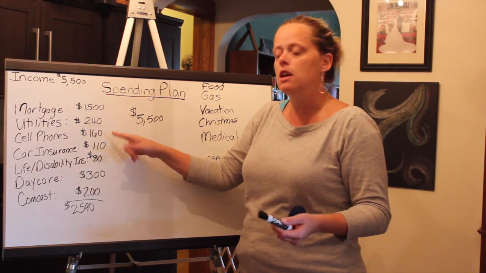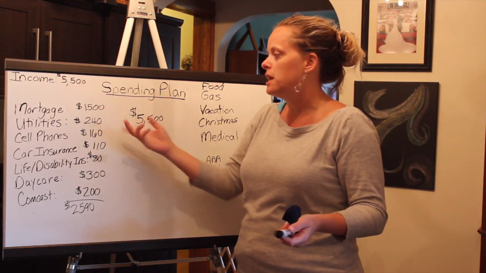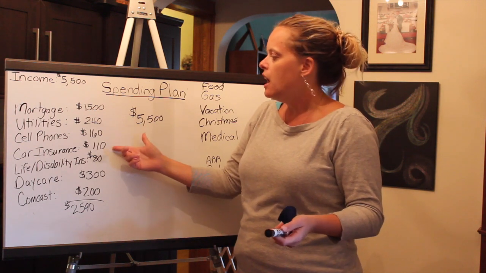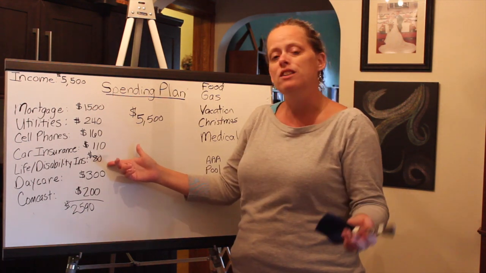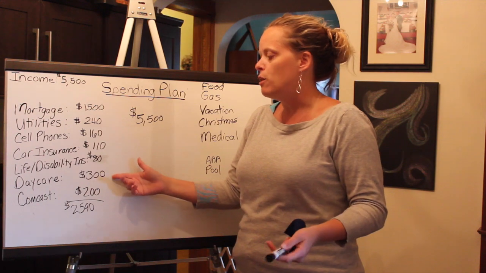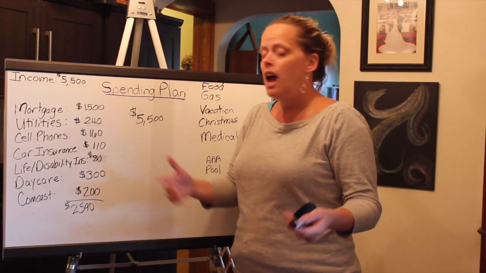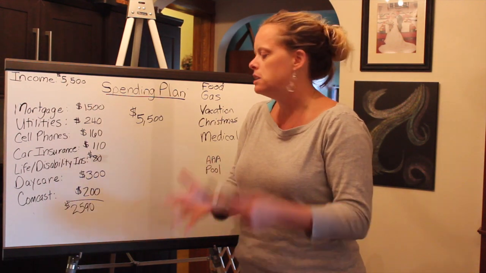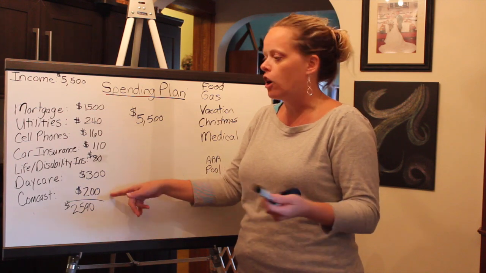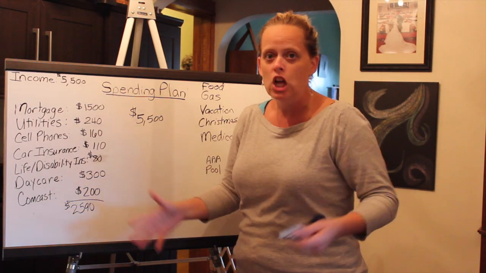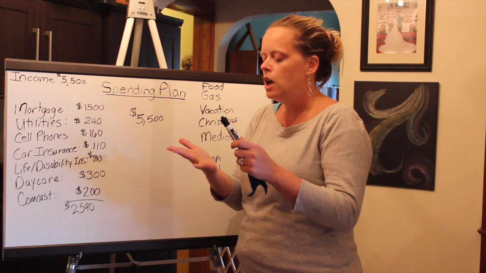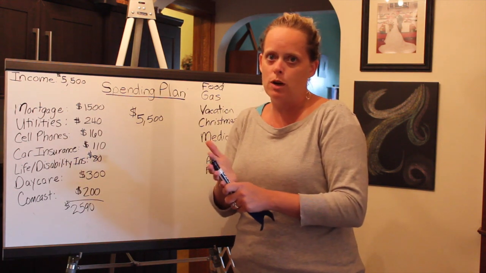Your cell phones, if you have a smartphone, normally it's about $80 per phone. Your car insurance, maybe you have life and disability insurance, maybe you have daycare expenses or alimony or child support, and then our Comcast here is our cable bill. That includes our phone, our internet, and our cable as well.